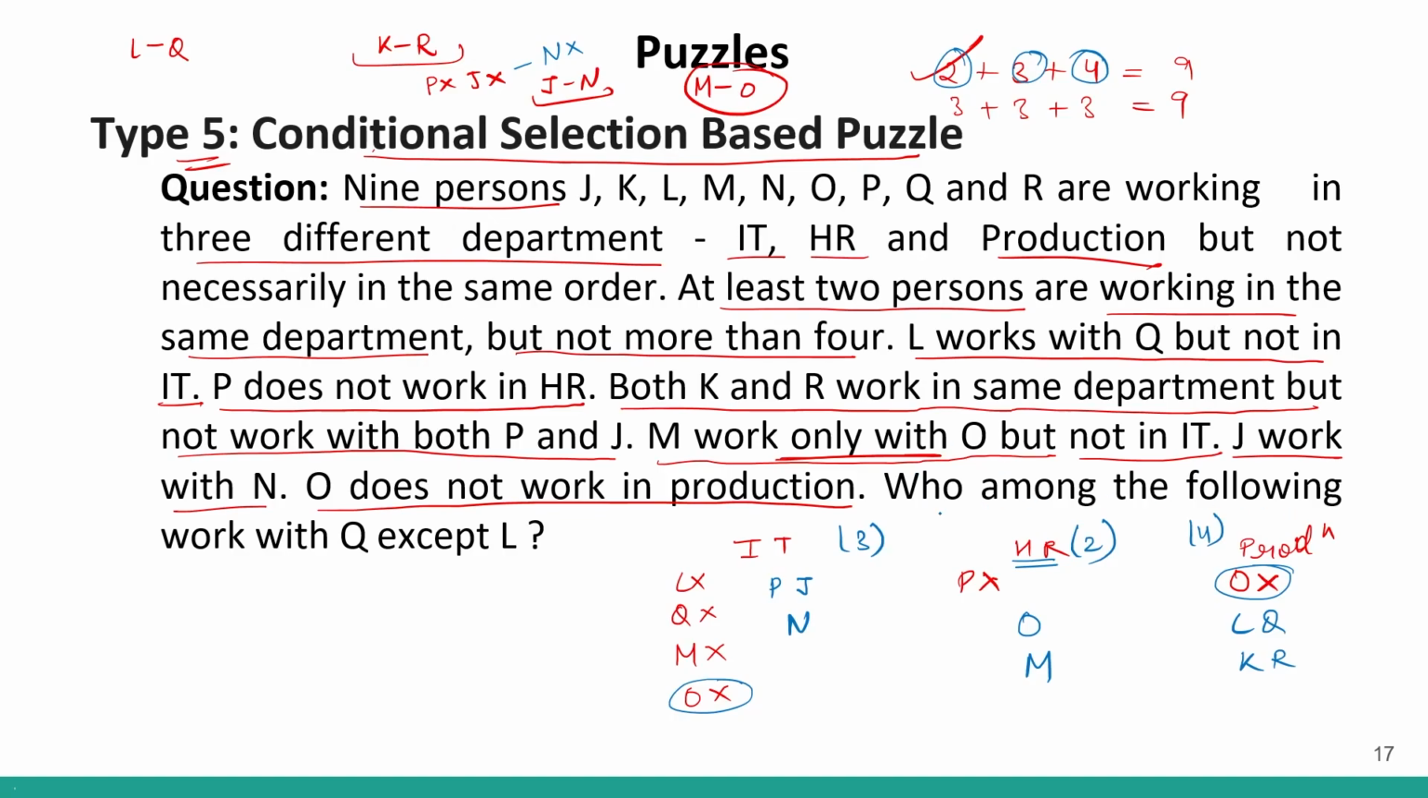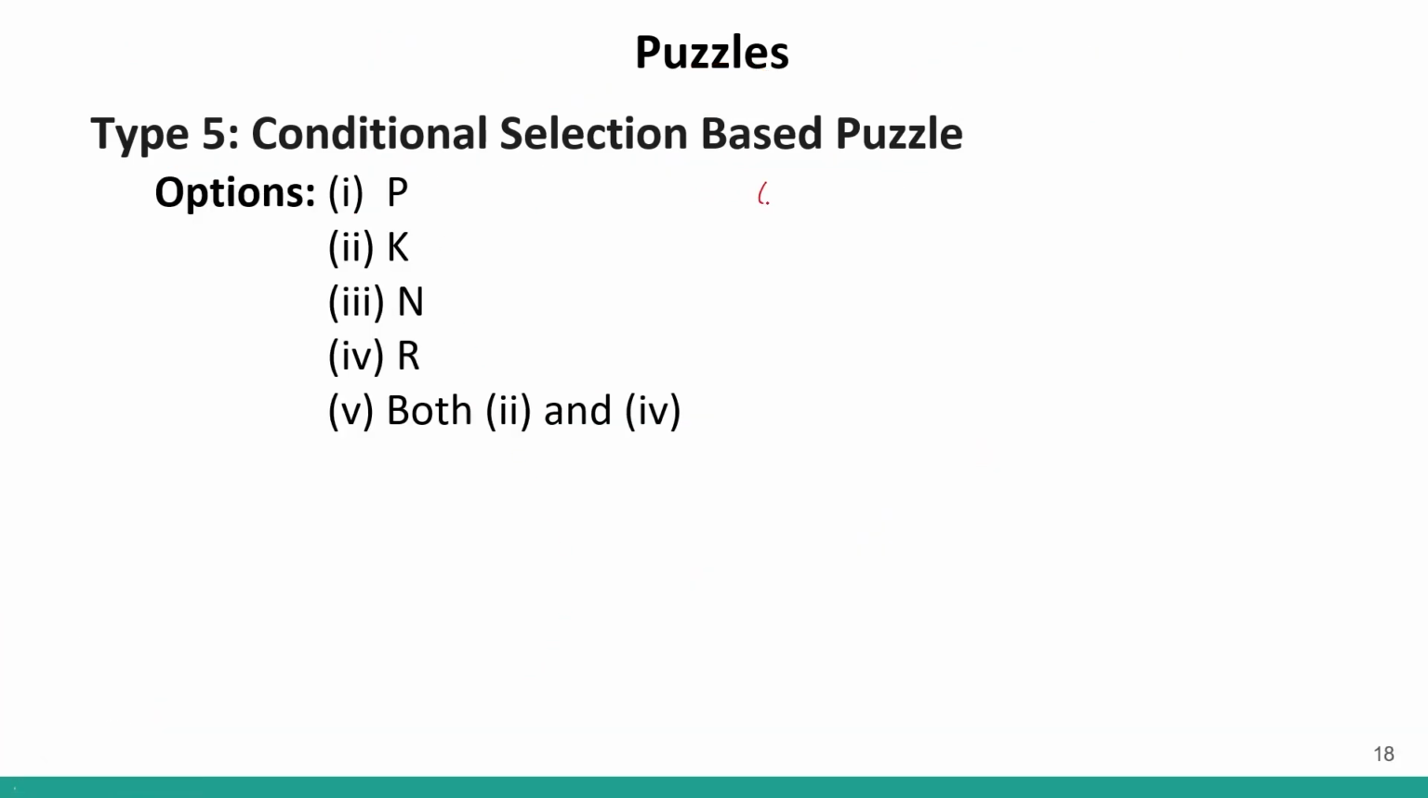The question is, who among the following work with Q except L? So with Q we have L, K, R. So except L, if I look at the options, we had with Q, L, K and R. So if I look at the options, we have to exclude L. So we have K and R.